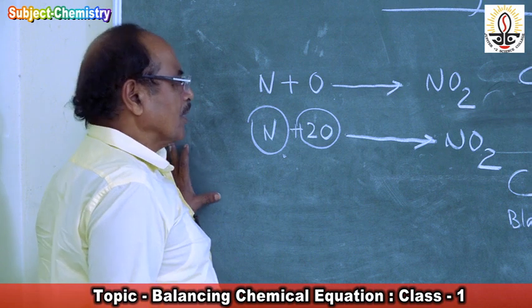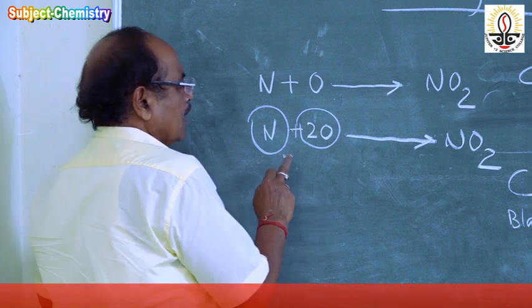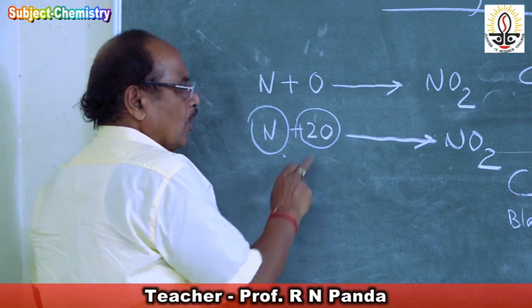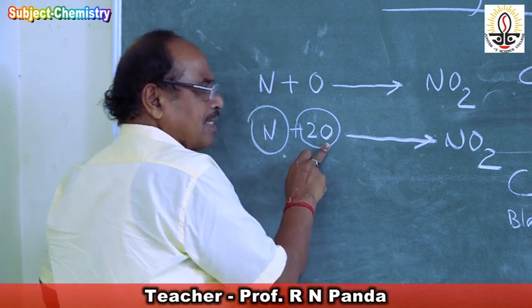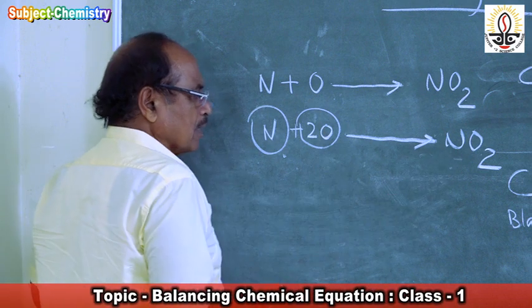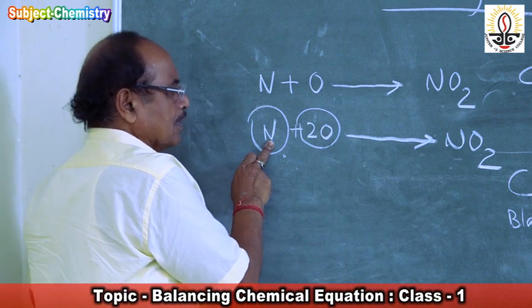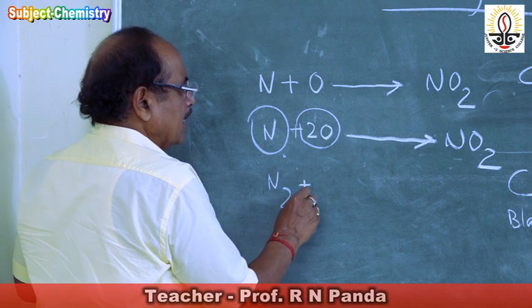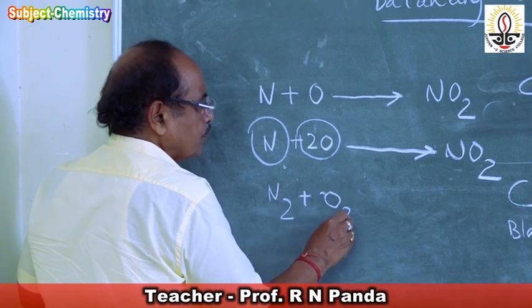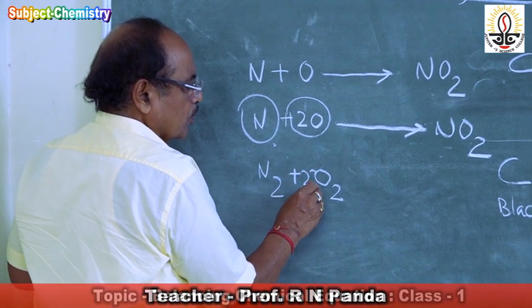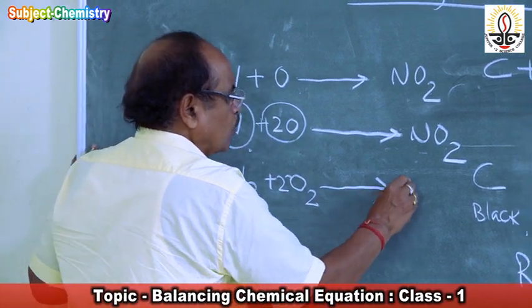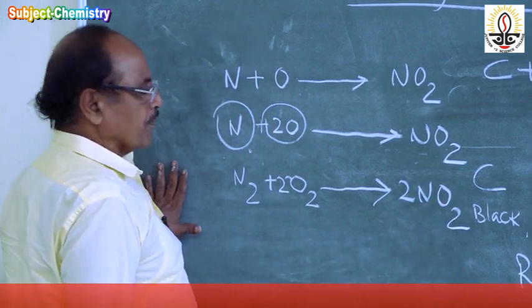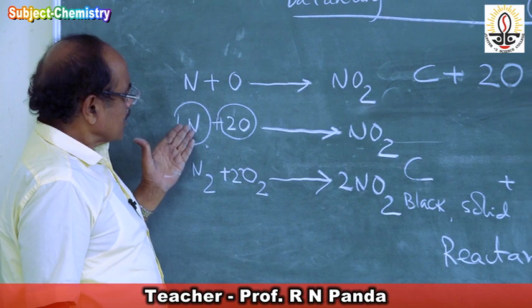Then what happens? Nitrogen remains in molecular state. Oxygen remains in molecular state, and nitrogen dioxide is a molecule. So you have to make it molecular. That means you have to write N2, and here it is O2, 2O2, and this is 2NO2. Now this is called a balanced chemical equation.